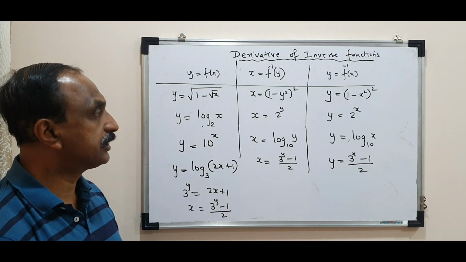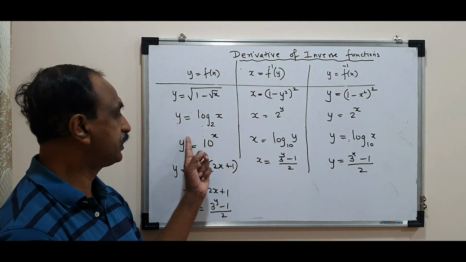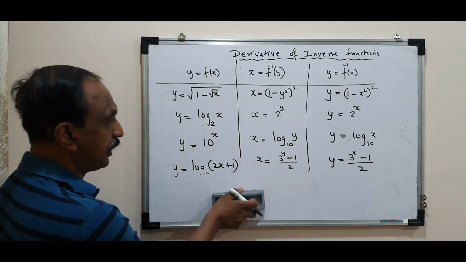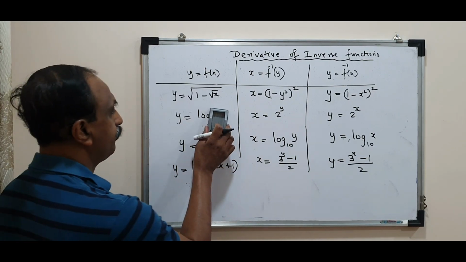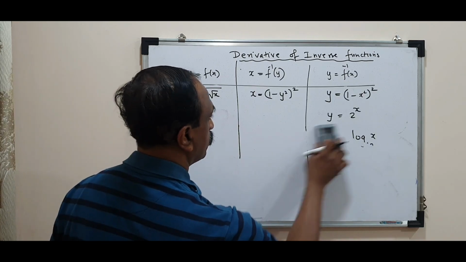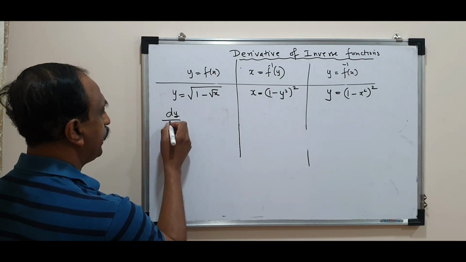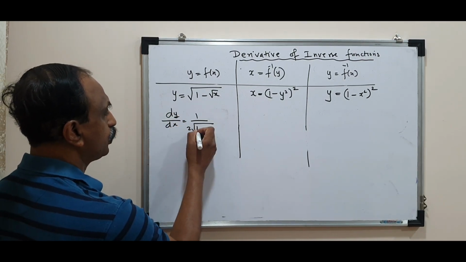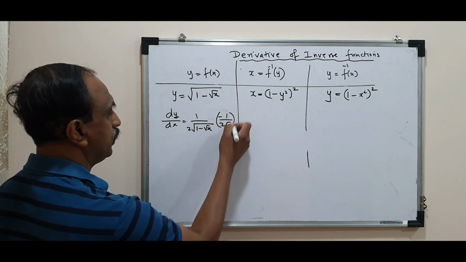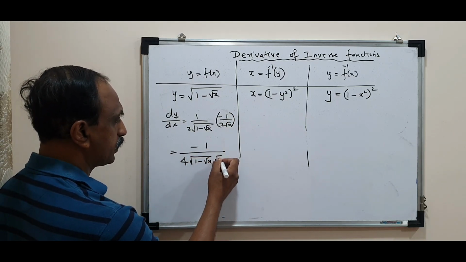Now what I am going to do next is compare the derivatives of both of them: a function and its inverse function's derivative. Let's have a look at it. So let me take this example and notice what is happening here. If I calculate dy by dx, I'll get 1 upon 2 root 1 minus root x into the derivative of 1 minus root x, so minus 1 upon 2 root x. So I can write minus 1 upon 4 root 1 minus root x into root x.